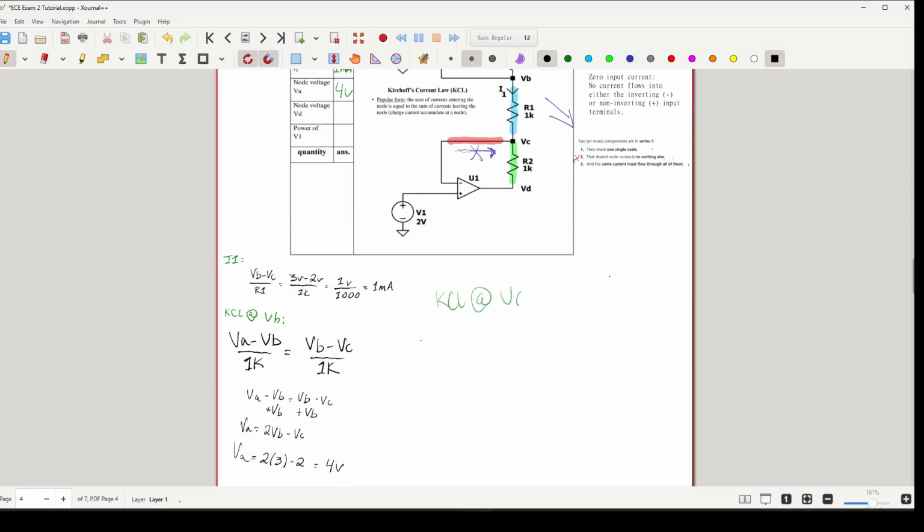We're going to use that same theory to solve for node VD by doing KCL at VC. We're going to have the relationship that the current through R1 is equal to the current through R2. VB minus VC over 1K is equal to VC minus VD over 1K.